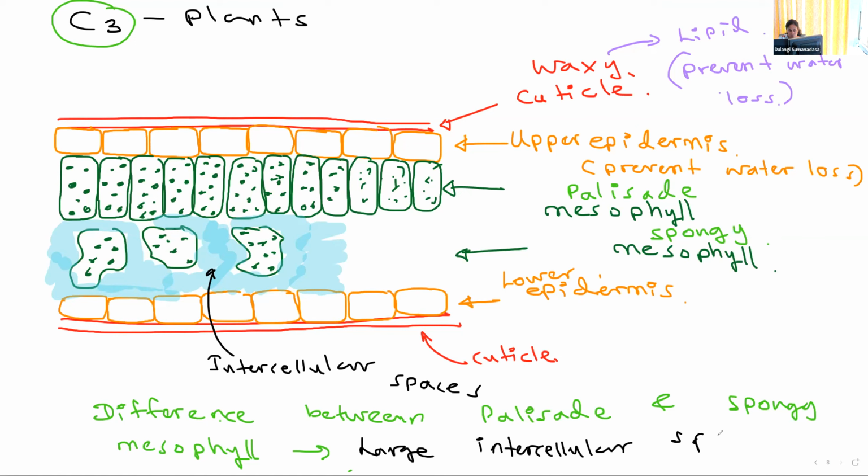These are the keywords you have to use. So large intercellular spaces are present in the spongy mesophyll, absent in the palisade. And you can see the compacted cells in the palisade, but loosely arranged cells with lots and lots of intercellular spaces in the spongy mesophyll layers.